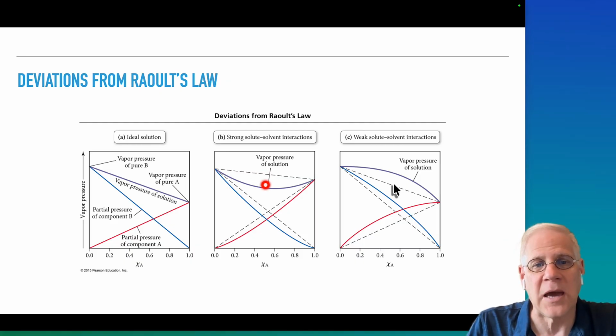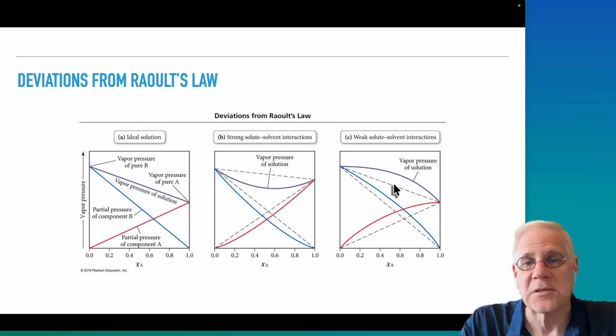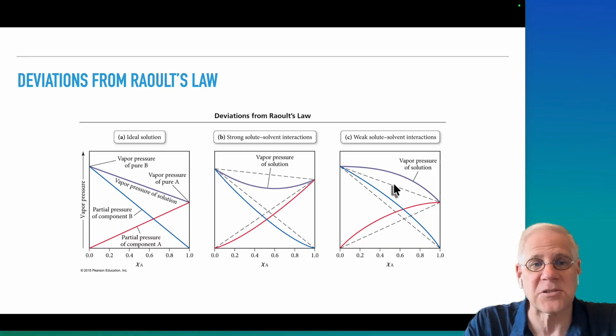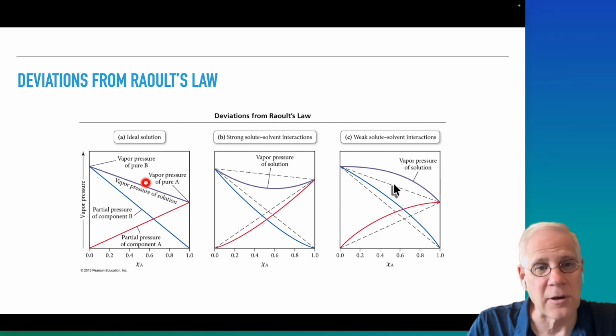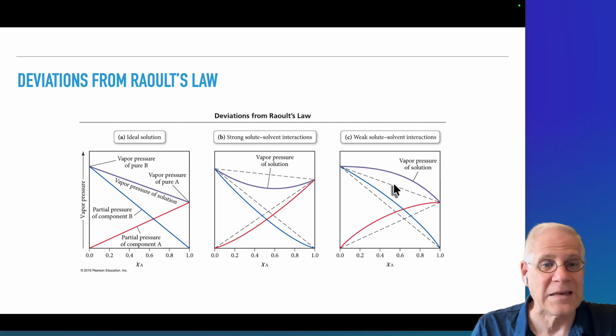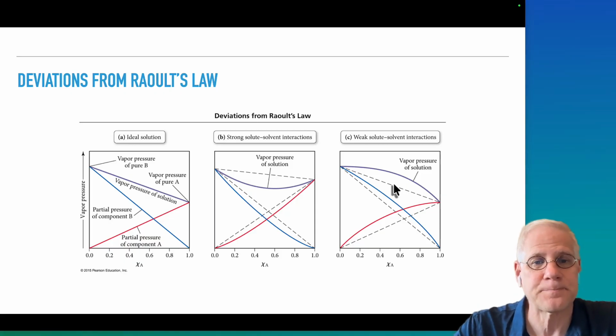If you start looking at strong solute-solvent interactions, you can see that the vapor pressure is significantly lowered because of the strong interaction between the two substances, A and B. The vapor pressure here is a little higher than expected if you have very weak solute-solvent interactions. And so what we try to do here, however, is try to keep everything very dilute so that we remain in an ideal solution and we get these nice linear fits.